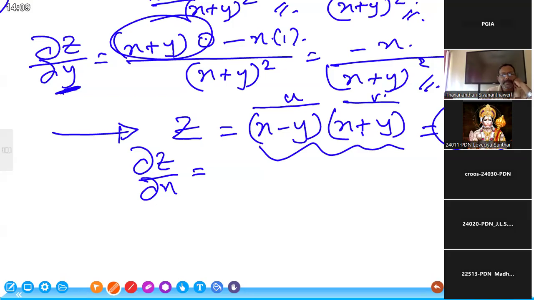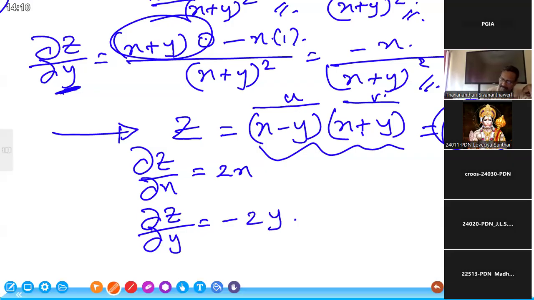Sir, ∂z/∂x is equal to 2x. 2x, good. The other one is minus 2y. This is ∂z/∂x. x is 2x, but y will be considered as a constant. What is ∂z/∂y? Then x will be considered as a constant. So minus 2y.